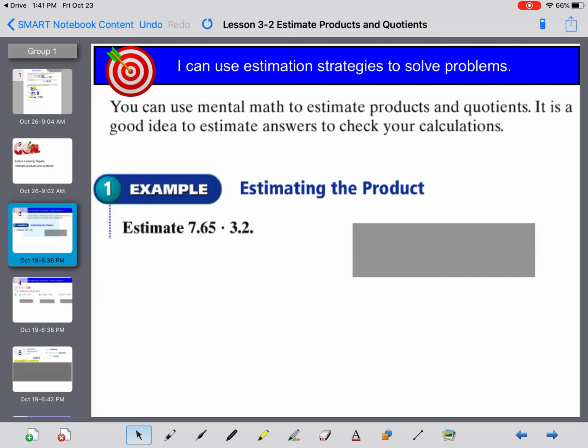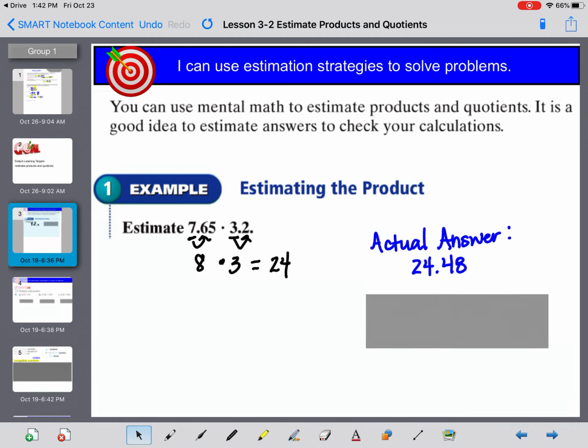For example, if I were going to estimate 7 65/100 times 3 2/10, I would rename 7 65/100 by rounding each value to the nearest whole number. This could be rounded to 8. 3 2/10 could be rounded to 3. 8 times 3 is 24. Now, the actual answer is 24 48/100. You can see that because my estimated answer is very close to my actual answer, it is probably correct.